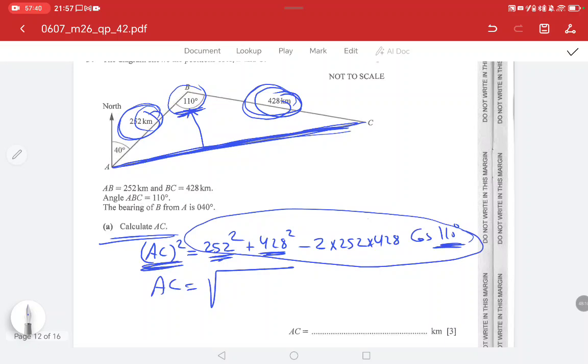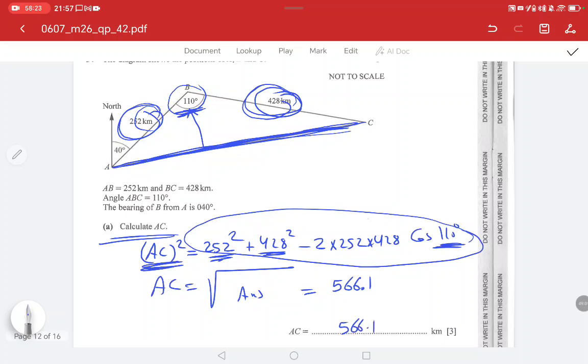252 squared plus 428 squared minus 2 times 252 times 428 cosine the angle between them, which is 110. So the answer is a very big number, 300,000 something. So I have to take the square root of this answer. After taking the square root, here is 566.1. Okay, here you can write AC.